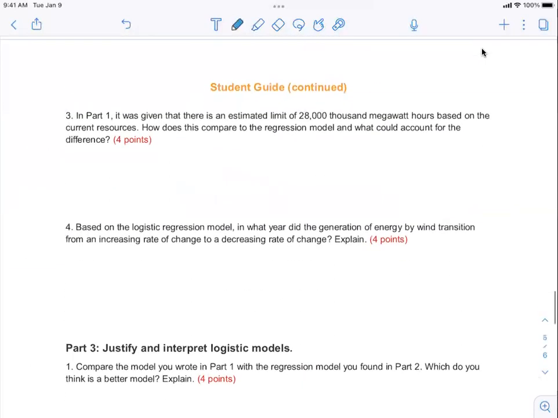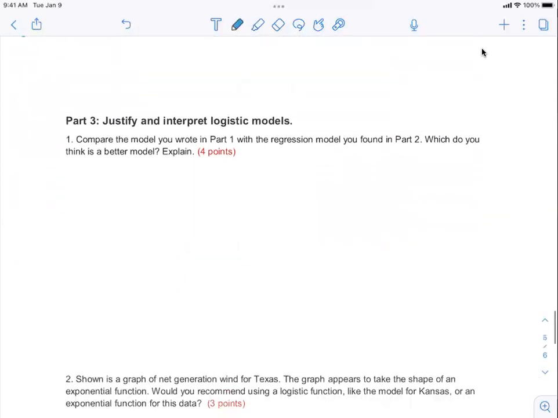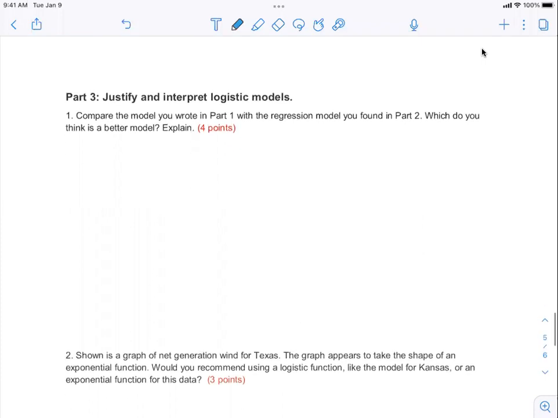Number 3, in part 1, it was given that there's an estimated 28,000. Does this compare to your regression model? Let's skip this one. You could say that they're fairly close, but based on the regression model, yeah, this is a skip. This is too much for us. For part 3, justify and interpret your logistic models. Compare the model that you wrote in part 1 with the one for part 2. Nope, we're going to skip these as well.